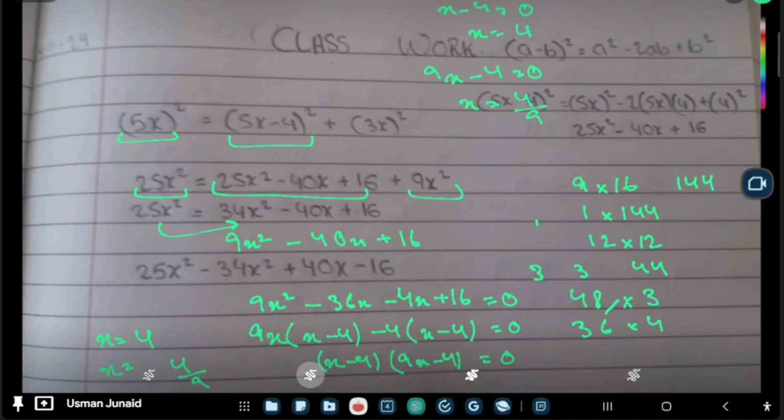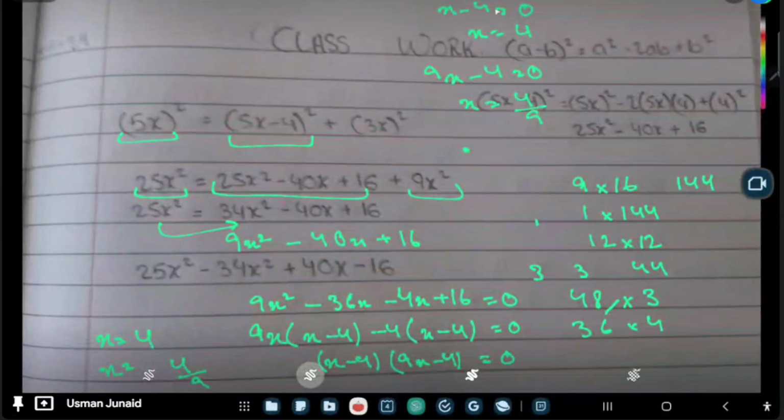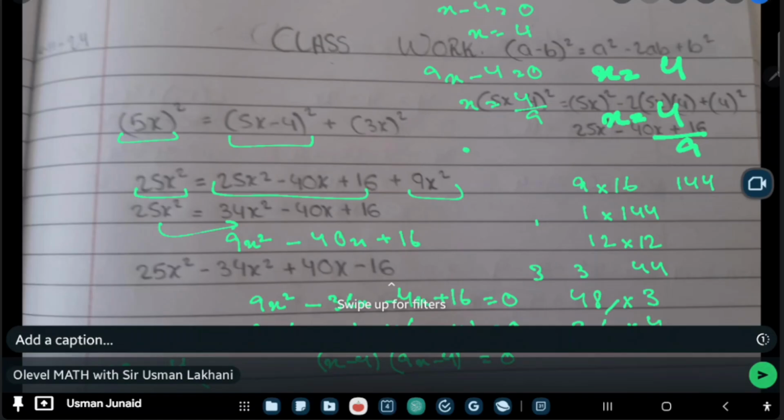No, I didn't understand this part. If x minus 4 is equal to 0, इसको rearrange करके x is equal to 4 लिख सकते हैं. Yes. Right? If 9x minus 4 is equal to 0, इसको rearrange करके x is equal to 4 upon 9 लिख सकते हैं. Right? So this is your answer. So x is either 4, or x is 4 over 9.